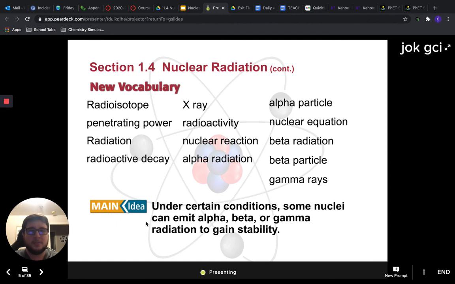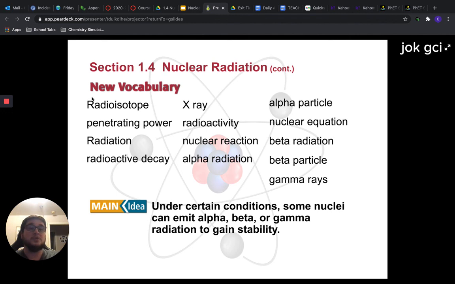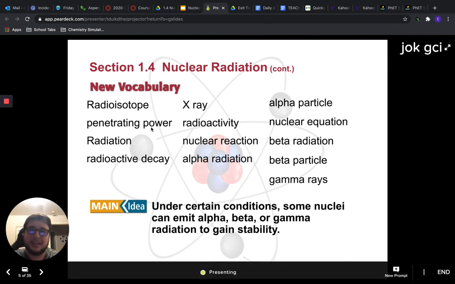All right, here's our review vocab. So a lot here to talk about. We've got radioisotopes, penetrating power, in terms of what different types of radiation can go through and what keeps you safe from different types of radiation. We've got radioactive decay, X-ray, radioactivity, and you can see the rest of them here. We'll talk about different kinds of particles, different types of radiation. We'll talk about nuclear equations as well. So all of these vocab words are on our plate today.